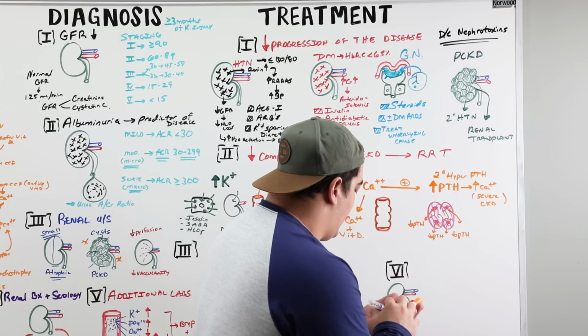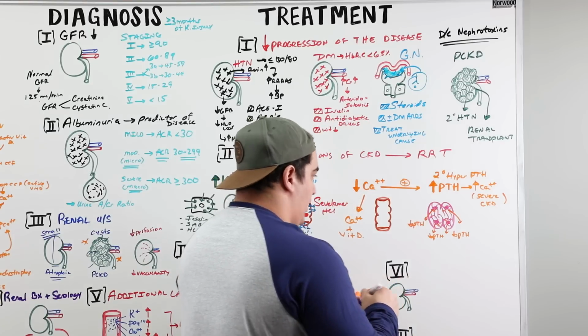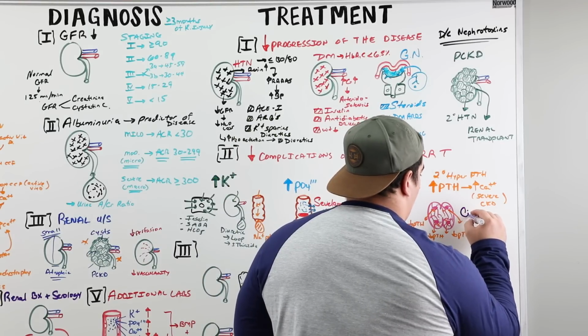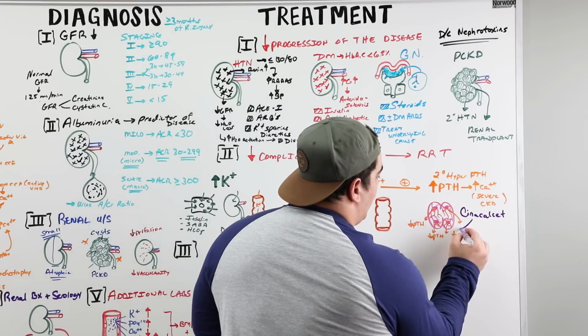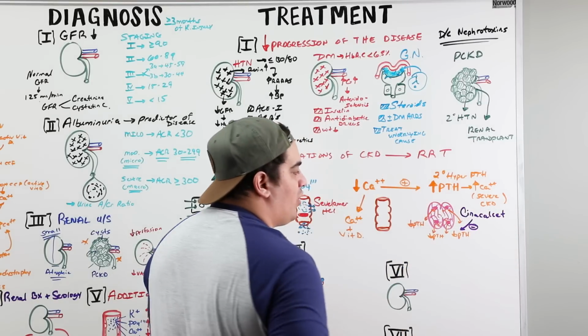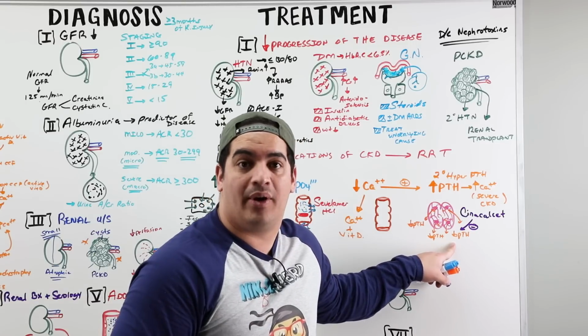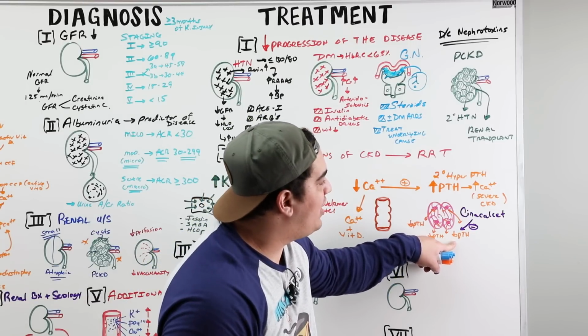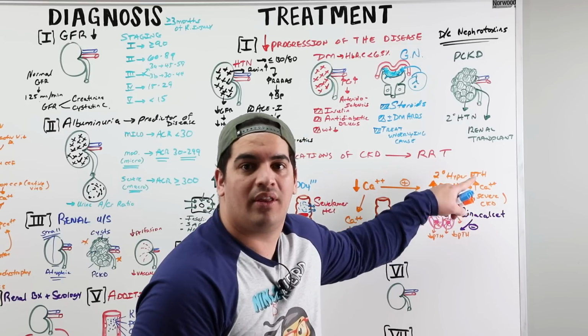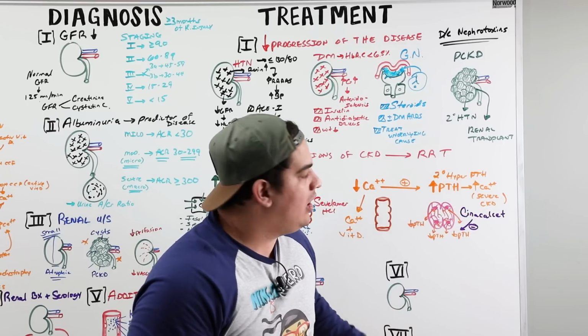And this drug is called cinacalcet. What is it called? Cinacalcet. And basically what this is going to try to do is inhibit parathyroid hormone production. If we decrease parathyroid hormone production, we should effectively help to lower the blood calcium levels.